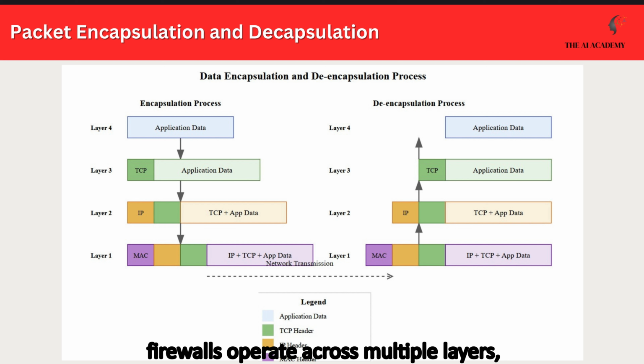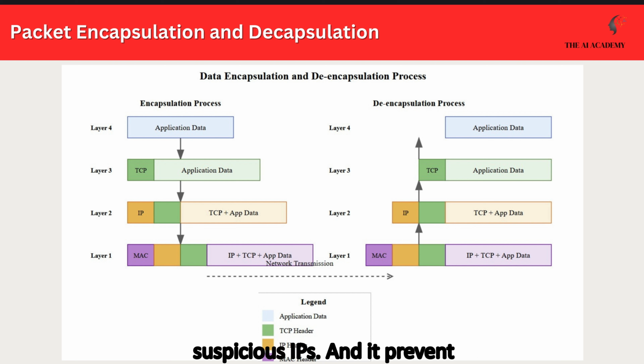Firewalls operate across multiple layers, including the Internet layer, to secure networks. Firewalls inspect incoming and outgoing packets based on rules, such as blocking traffic from suspicious IPs. They prevent unauthorized access while allowing legitimate traffic. For example, a firewall can block packets from an untrusted source while allowing packets from a known website.